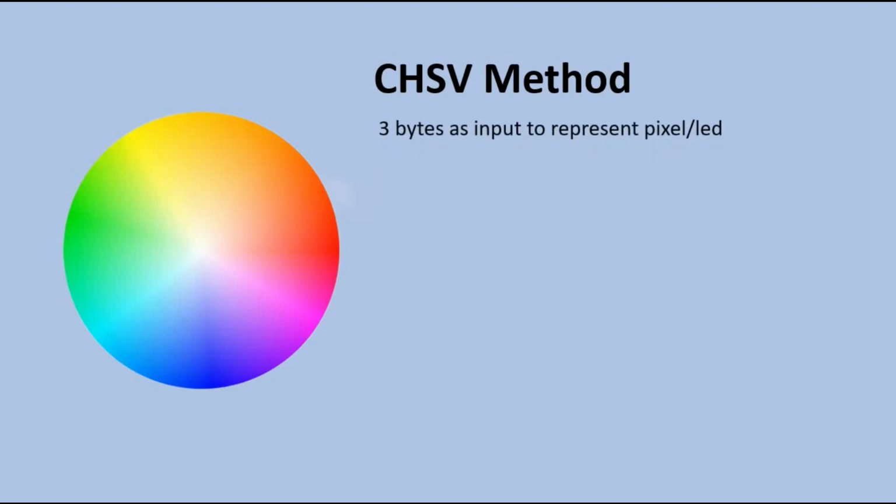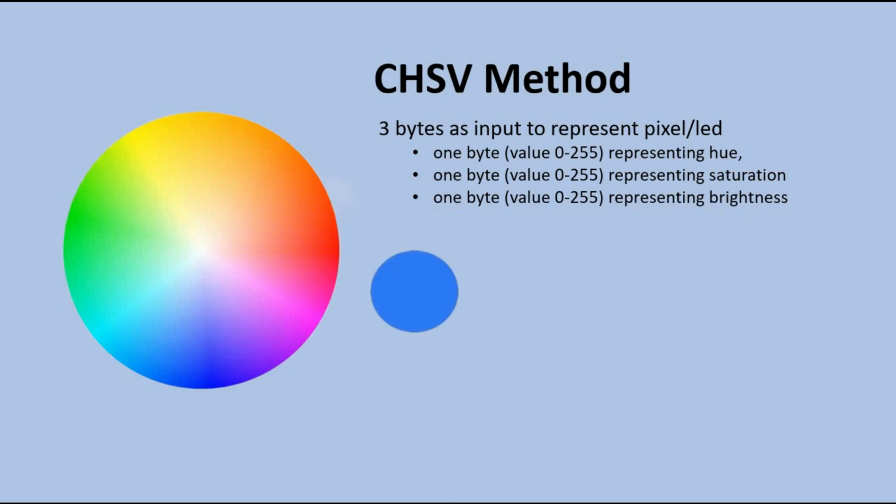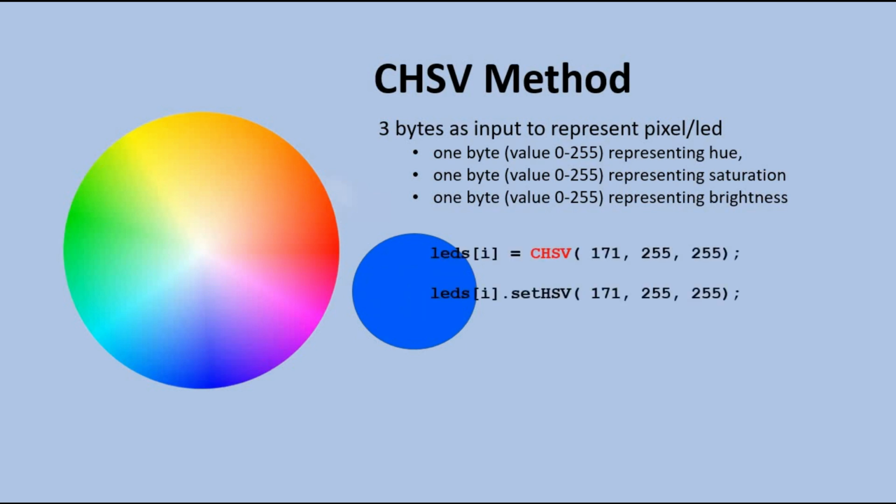We also have CHSV method. Here, just like for CRGB, each pixel LED is represented by 3 bytes. First representing the hue, second representing saturation, and third representing brightness. And here also we have alternative syntaxes we may use to set any given LED to desired color. Let's take blue color as an example. We can use CHSV method, or setHSV, or setHue method. SetHue always assumes full saturation and full brightness.